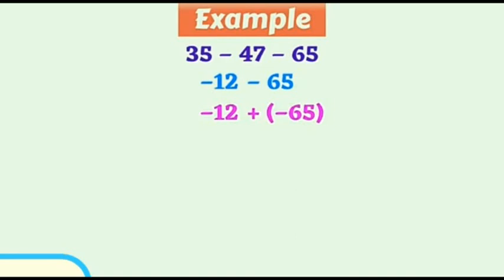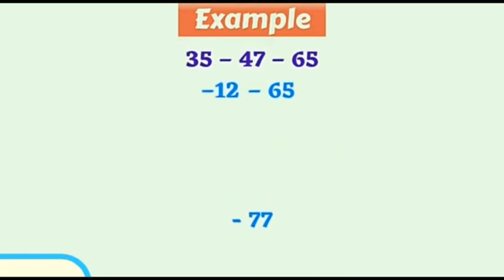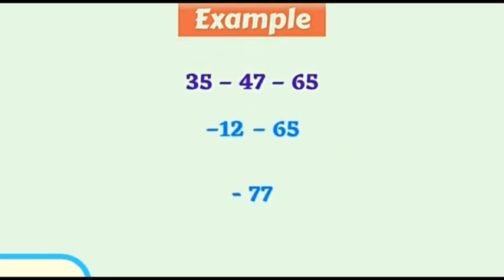Here sign of both integers is same. So we will use rule addition of integers with the same sign. While adding integers of same sign, ignore the sign. So we will get values 12 and 65. Add the numbers. So we get 12 plus 65 is equal to 77. And give the common sign to the result. Common sign is minus. Giving this sign to the result, we get minus 77. Therefore, 35 minus 47 minus 65 is equal to minus 77.